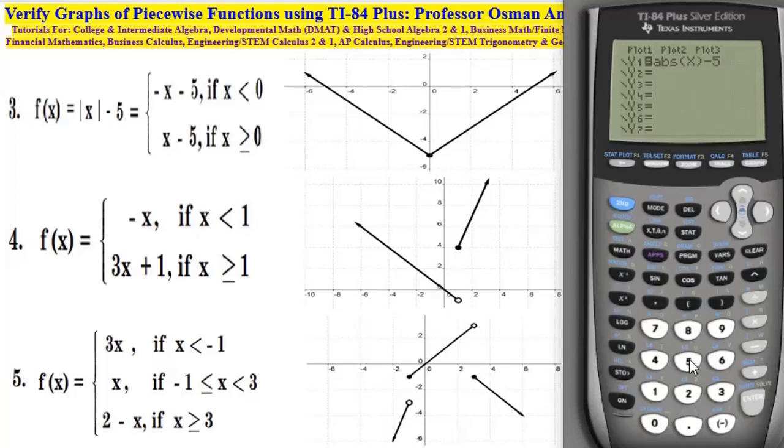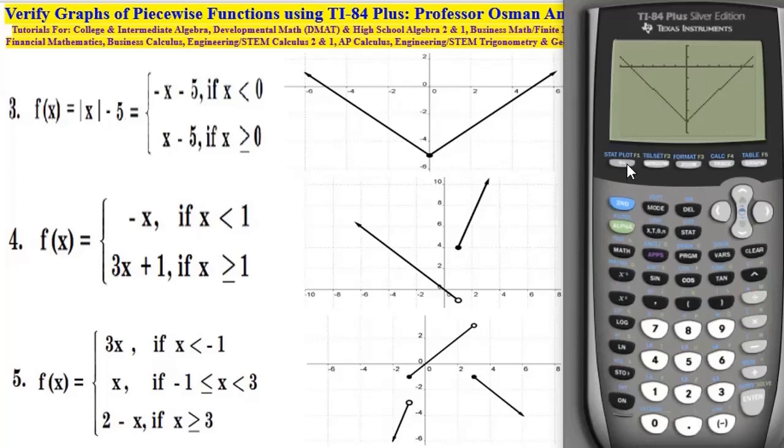Let's adjust the window from minus 6 to 6, and the y value from minus 6 to 2. Okay, graph. Here is the function.